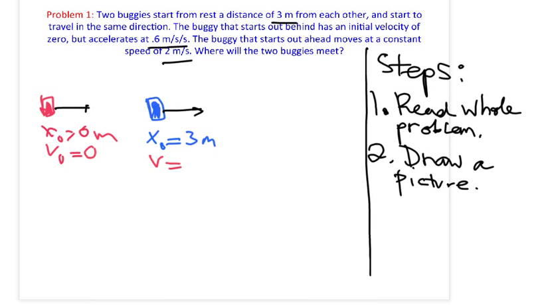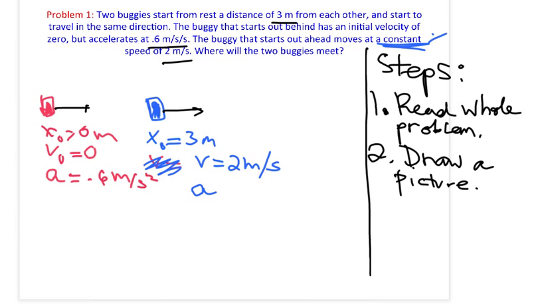Oops, I'm supposed to do this in blue. Hopefully you can hear me over the washing machine. v equals 2 meters per second. The red buggy, even though it starts out going 0, we know it has an acceleration of 0.6 meters per second squared. And the blue buggy is moving at a constant speed, and what that tells us is that its acceleration is equal to 0, so a equals 0.